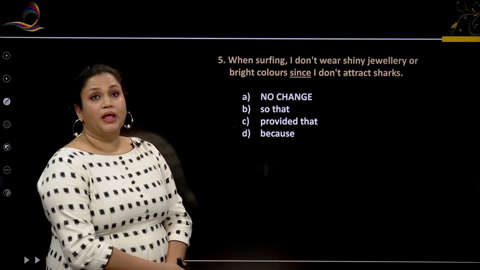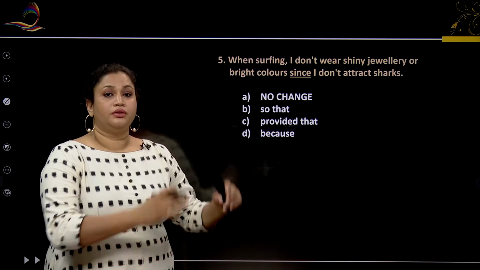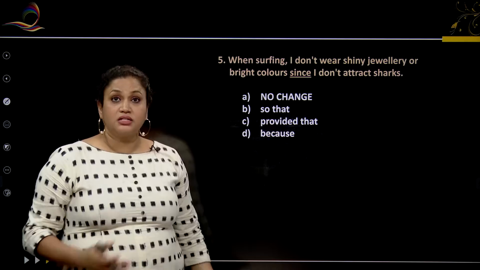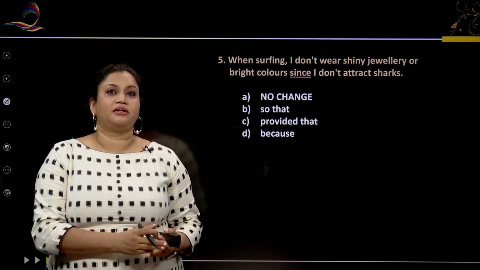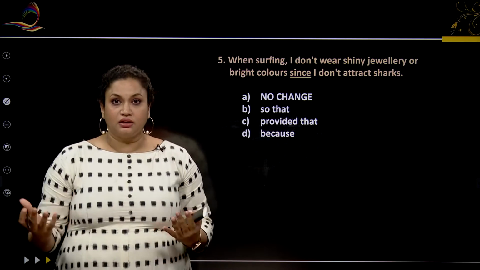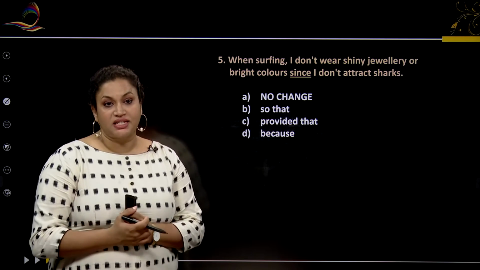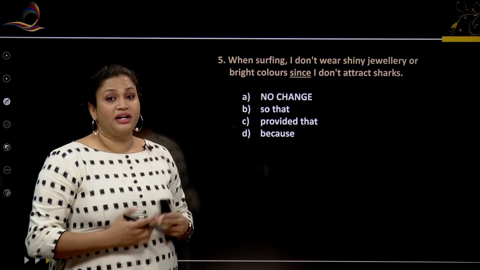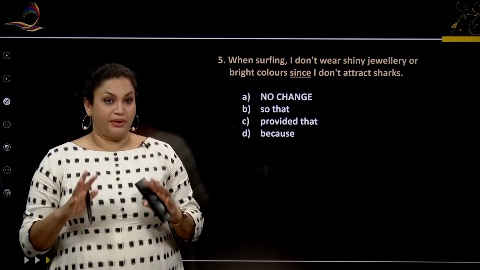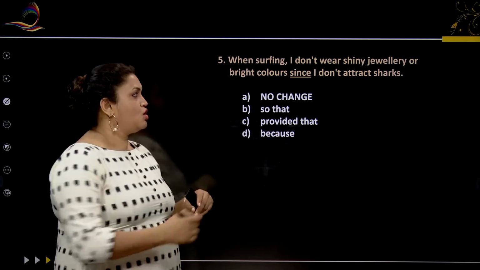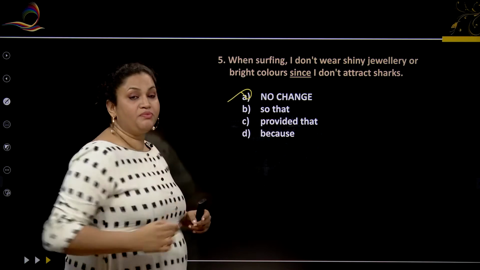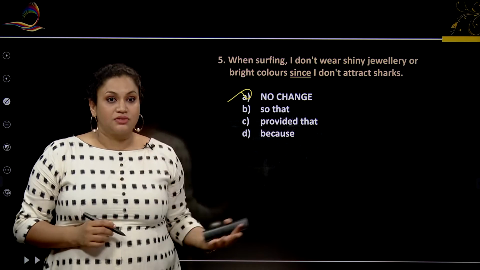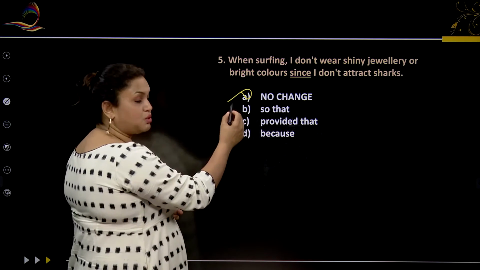Now, the reason why I don't wear shiny jewelry or bright colors is because I don't want to attract sharks. That is the right sequence and flow of a sentence. So, since I don't attract sharks, nobody goes there to attract sharks. Therefore, no change is not the right option. The next one is "so that I don't attract sharks." This sounds better. So let's have "so that."